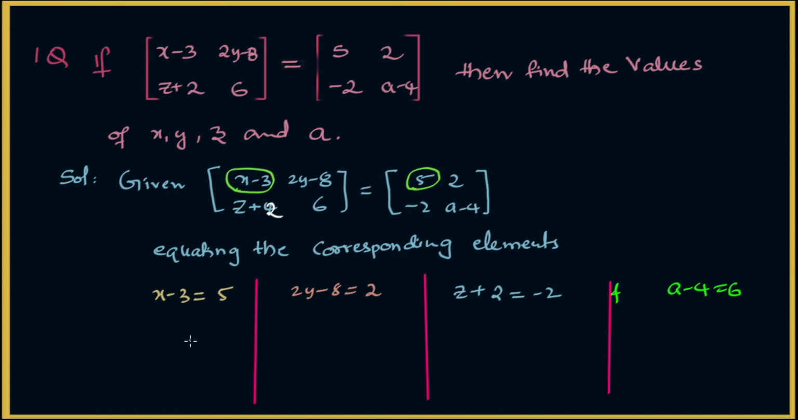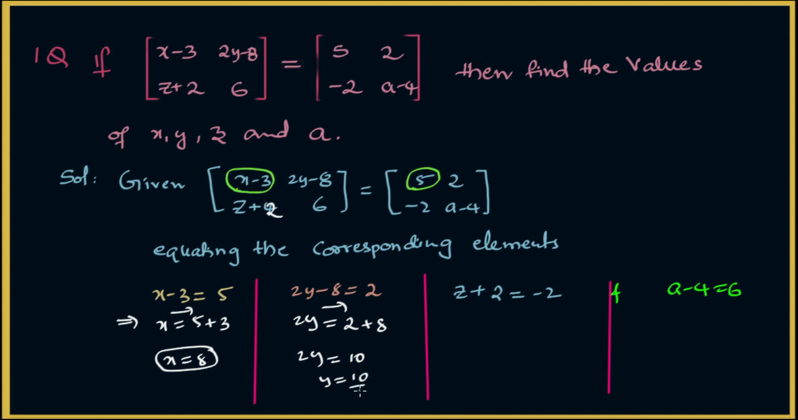From these four equations we have to make x, y, z and a the subjects. So if you make x the subject, here x becomes 5, minus 3 becomes plus 3, 5 plus 3, so x equals 5 plus 3 is 8, so x equals 8. Now here 2y we can write 2, minus 8 becomes plus 8, so 2y equals 2 plus 8 is 10, so y equals 10 divided by 2, 2 fives are 10, therefore y equals 5.